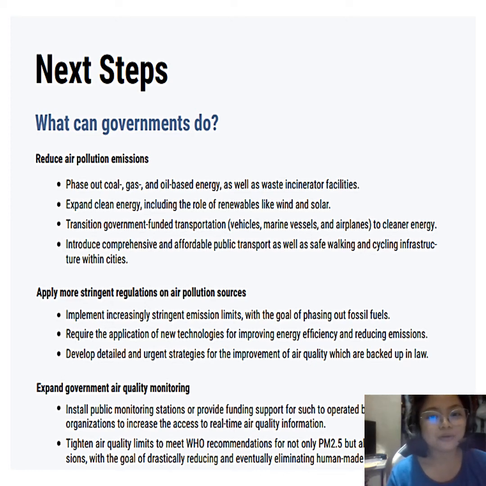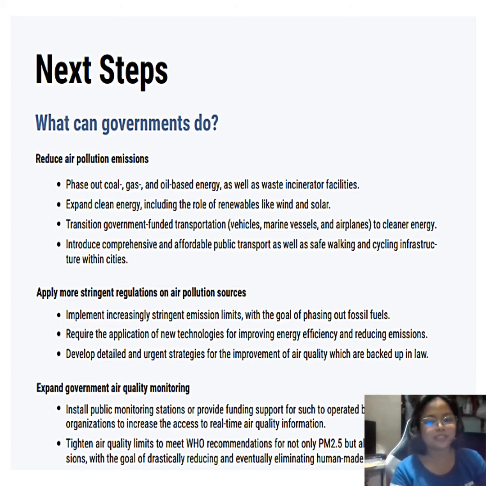They need to phase out the coal, gas, and oil-based energy as well as the incinerator facilities. Expand clean energy, including the role of renewables like wind and solar. So, they advise na hindi na gamitin ang fossil fuels or burning of fossil fuels as energy production. Instead, they should use renewable sources of energy like wind and solar. In the Philippines, we can use geothermal. Okay? And transition government-funded transportation to cleaner energy.